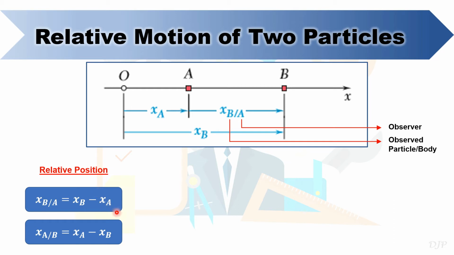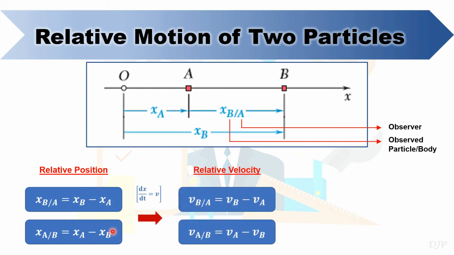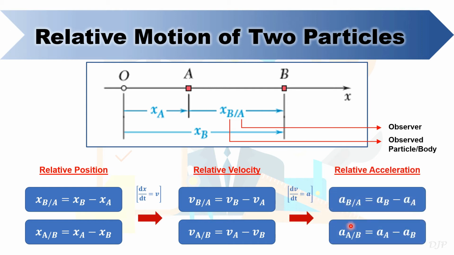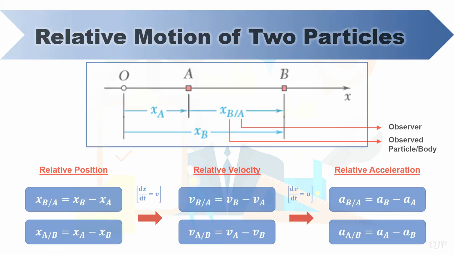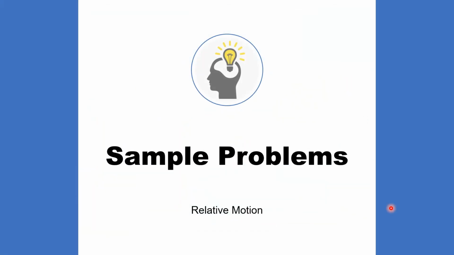If we differentiate these two equations with respect to time, we will now have the equations for relative velocity. Notice that the pattern of their subscripts is still the same with the previous equations. When we continue to differentiate these two equations with respect to time, we will now have the equations for relative acceleration. Even here, the pattern of the subscripts still applies. Let us now proceed with the sample problems about relative motion.